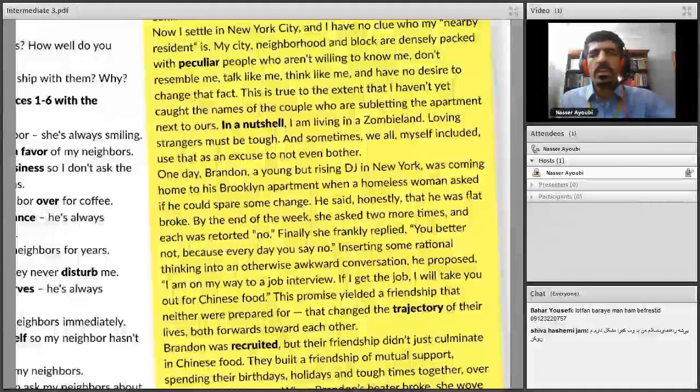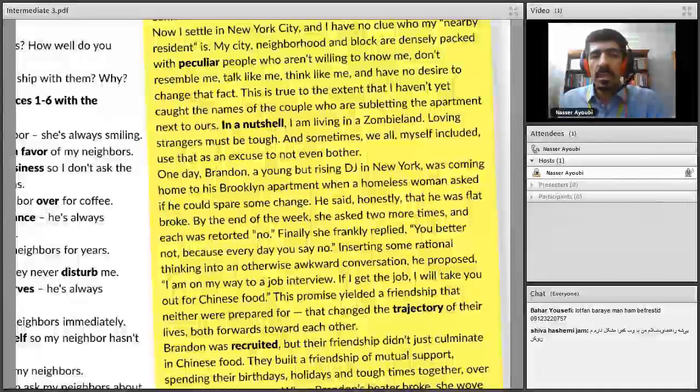Loving strangers must be tough. Loving strangers must be difficult. And sometimes we all, myself included, use that as an excuse to not even bother. And sometimes all of us, including me, myself, the speaker says, use that. That refers to: I'm living in a zombie land and loving strangers is difficult, especially this one. Loving strangers must be difficult, must be tough.